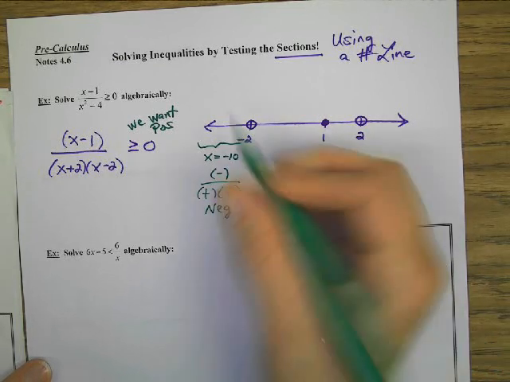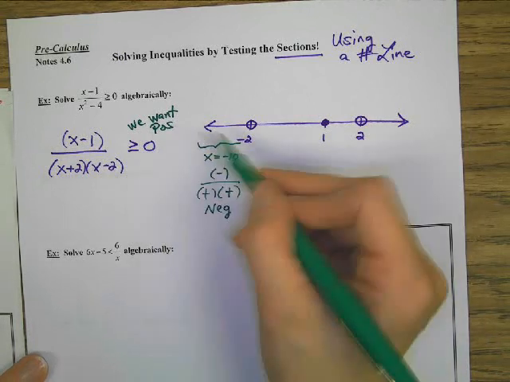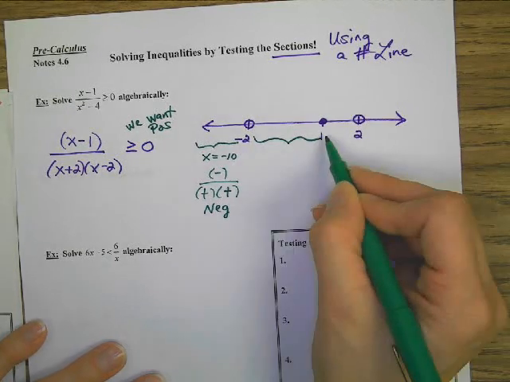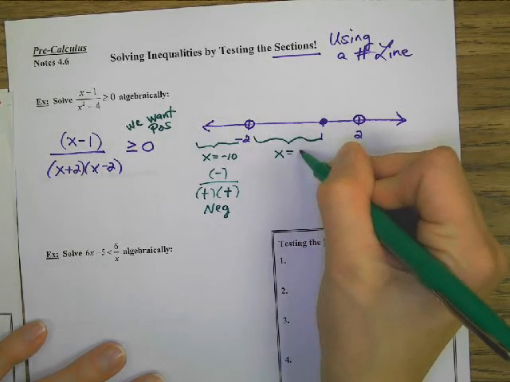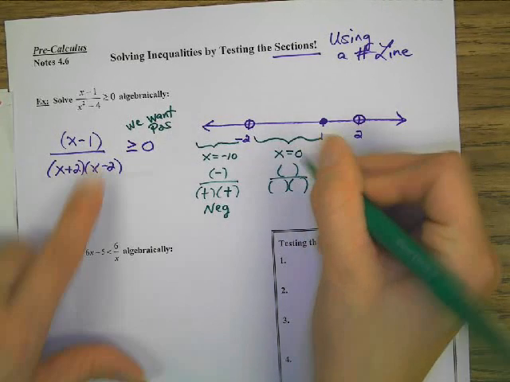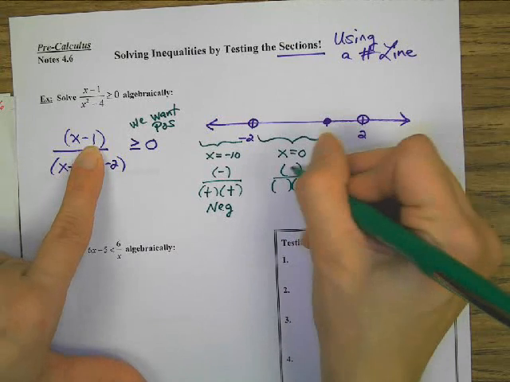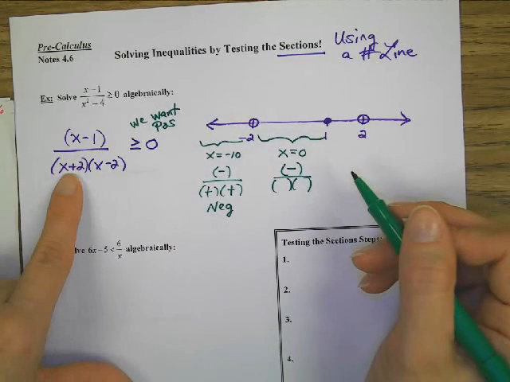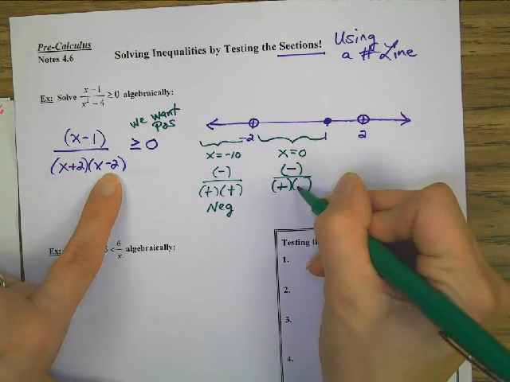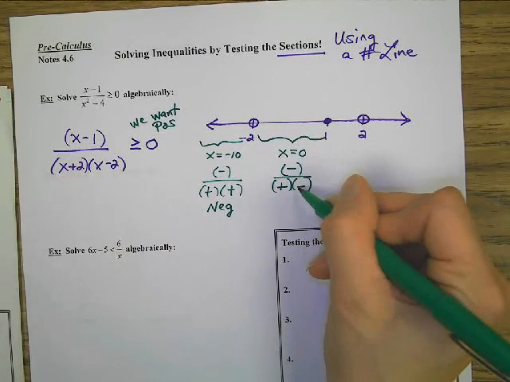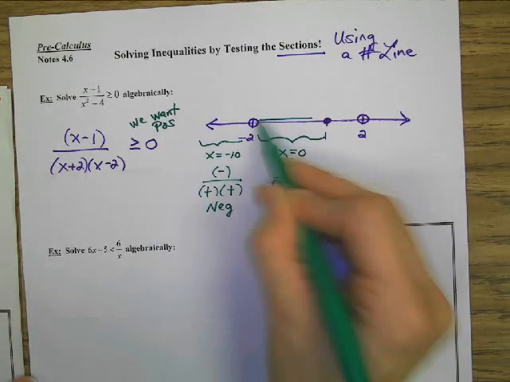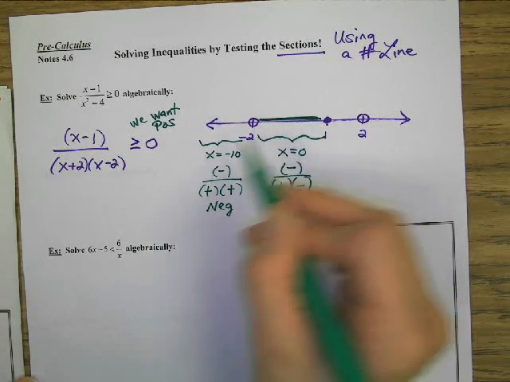Right here, this next section between negative 2 and 1, I'm going to test the number 0. So we've got 3 sets of parentheses. If you put 0 in, that first set of parentheses comes out to be negative. This set of parentheses down here on the left is going to be positive, and this one here is going to be negative. And a negative divided by negative makes a positive. And that's what we want. So this right here is a good section. You have to test all the sections carefully. You don't have to use numbers. You could just say positive, negative, but you have to do something.